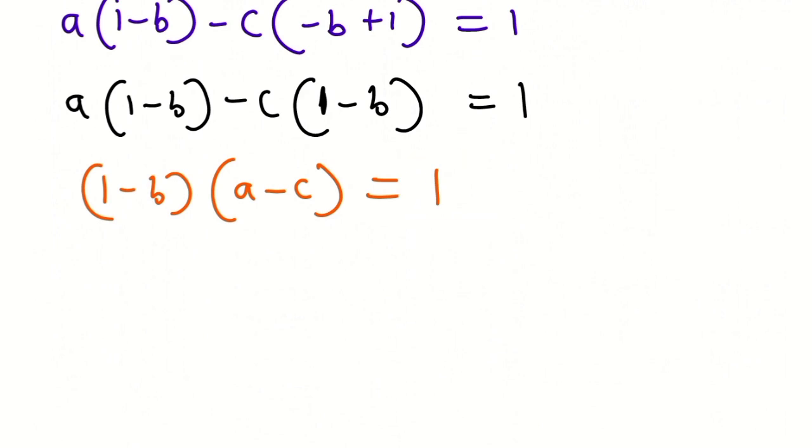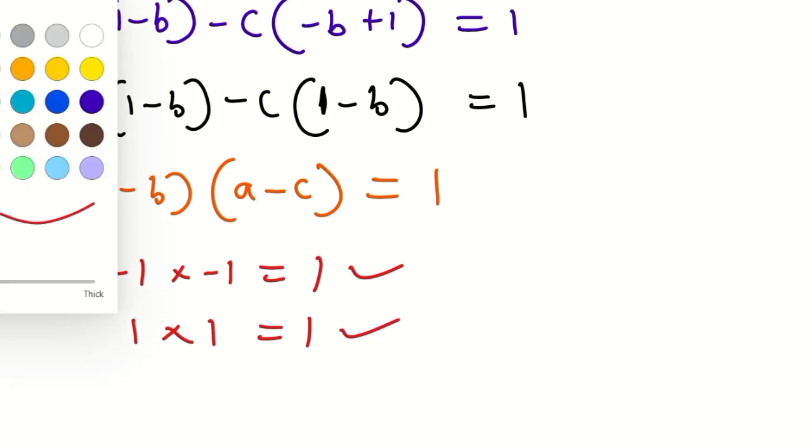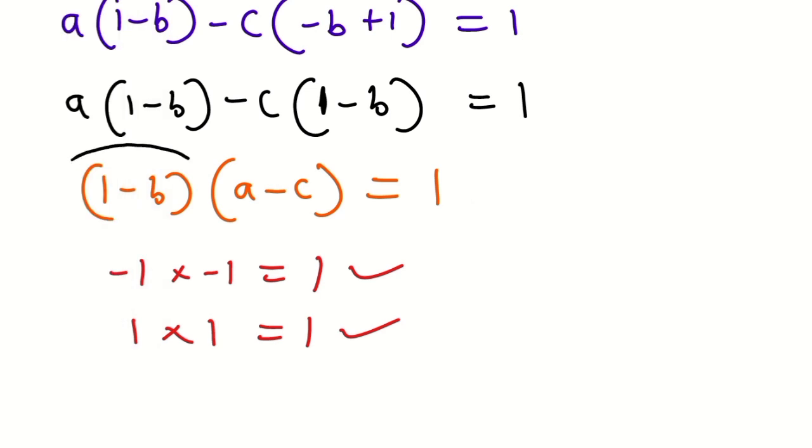And that will only be what? Minus 1 times minus 1 is what? 1. Then 1 times 1 is what? 1. So this and this will give us 1. So what does that tell you? It tells you that 1 minus b will be equal to 1 or negative 1, and a minus c will be equal to 1 or negative 1, because of what I've just shown you here.